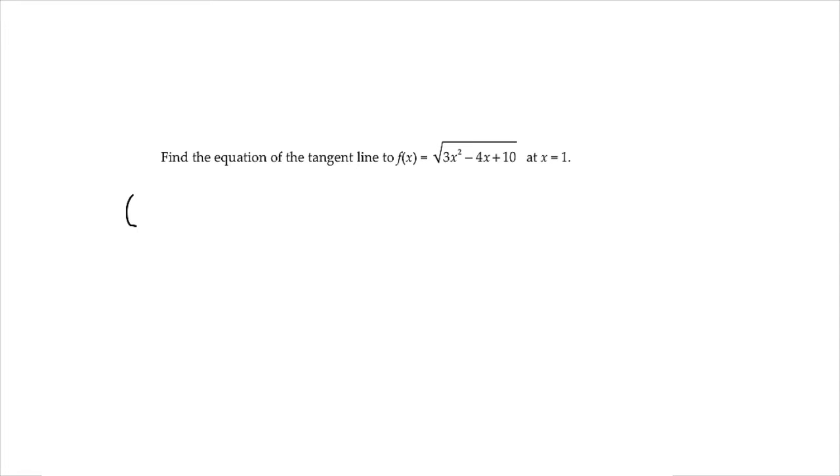So let's start off by getting the point, okay? Can we agree the point is 1 comma something? How do you get the something? Well, the something is simply going to be f of 1, right? So no calculus involved here. Let's just start plugging numbers in.